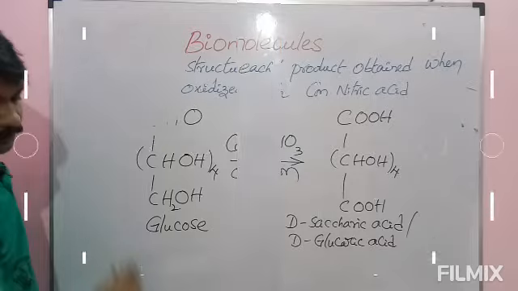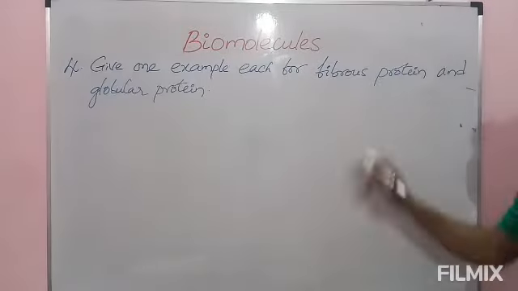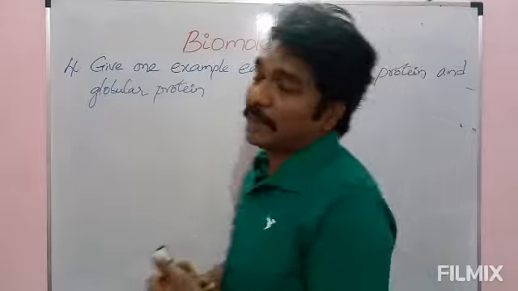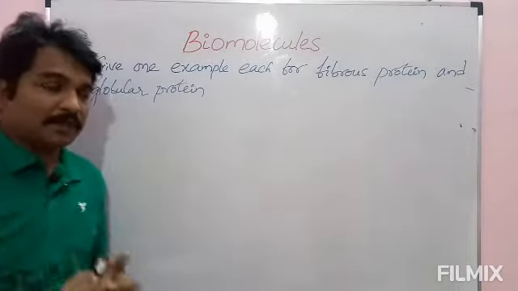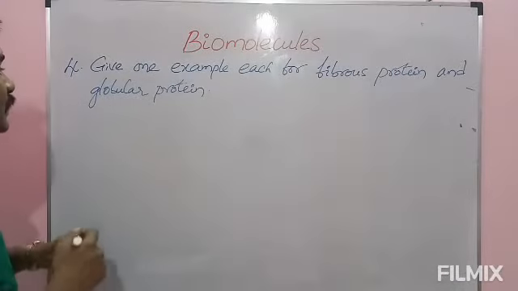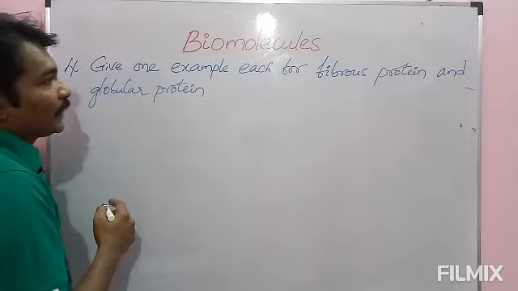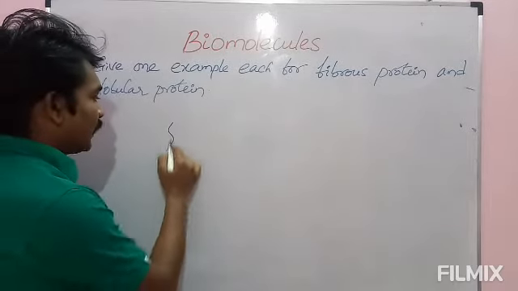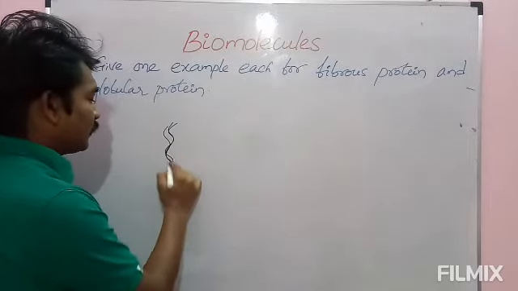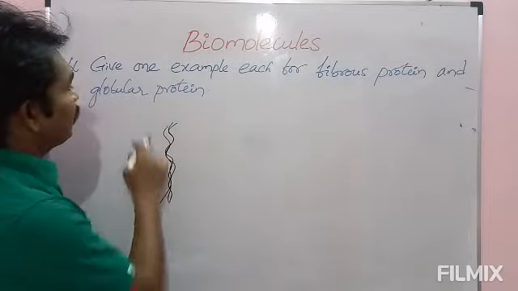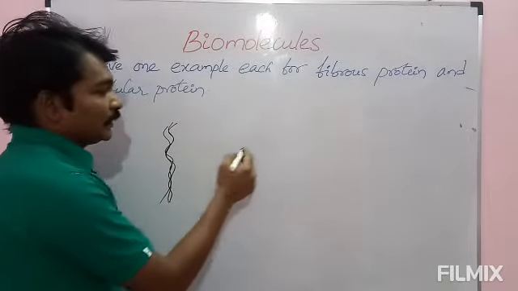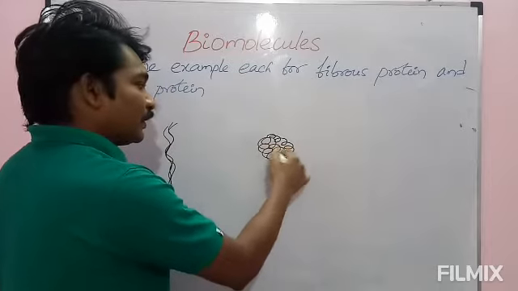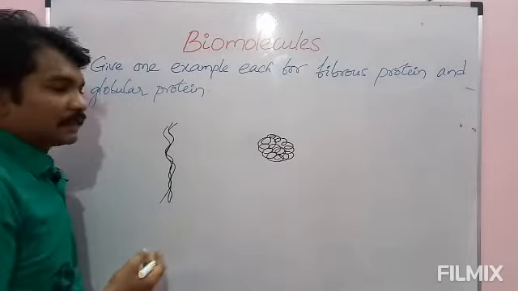Fourth one is, give one example each for fibrous protein and globular protein. Biology students know very well about fibrous and globular structures. See here, fibrous structures are like fibers. In case of globular protein, they are coiling around each other, and they form globular structures.